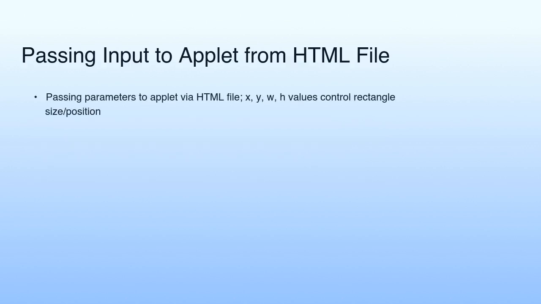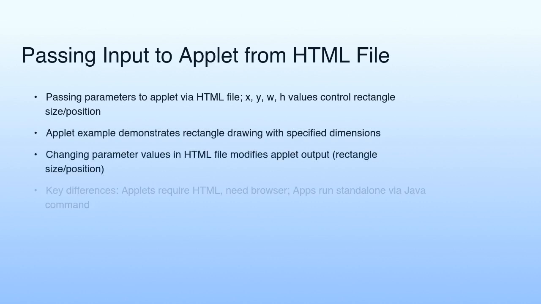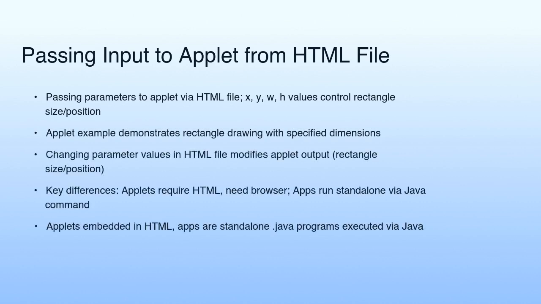HTML files can pass parameters to applets, allowing for dynamic modification of their output, such as controlling the size and position of a drawn rectangle, as demonstrated in the provided example.